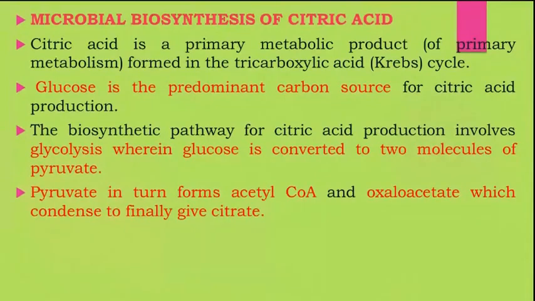So in the glycolysis pathway, the glucose will be converted into pyruvate. This pyruvate, the possibilities are there. Pyruvate, on releasing CO2, and because of the enzyme pyruvate dehydrogenase, will be converted into acetyl CoA. This acetyl CoA, on further reaction, will be converted into citric acid. From this, the citric acid will be released from the cytoplasm to the medium. So this is the exact biosynthesis of citric acid.